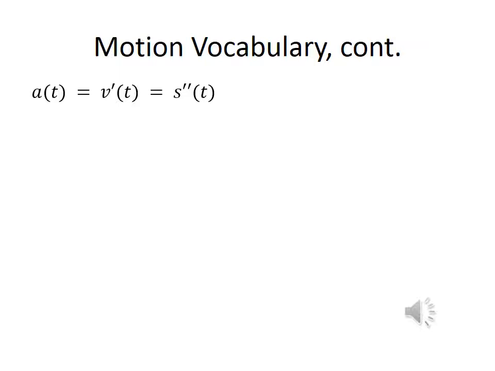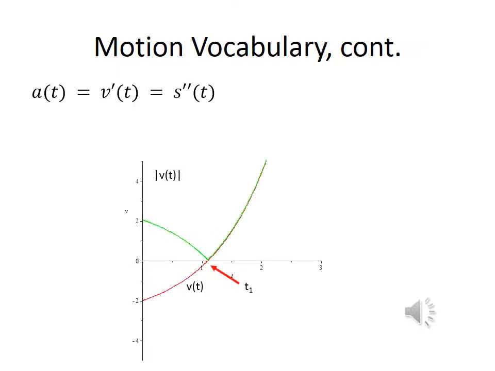If the acceleration is positive, then the velocity must certainly be increasing, but this does not mean that the speed is increasing. The graph below shows the velocity of a particle in red and its speed in green. You can see that the graph has a positive slope, or a positive acceleration, for all times, but the speed is only increasing for t's greater than t1.